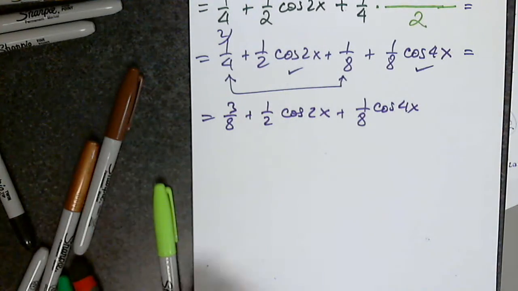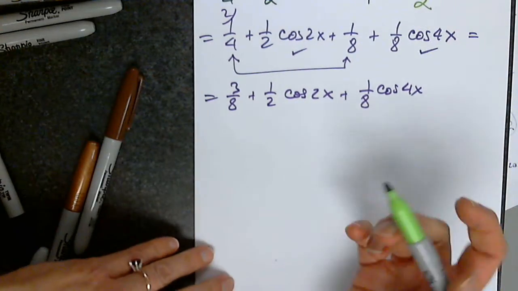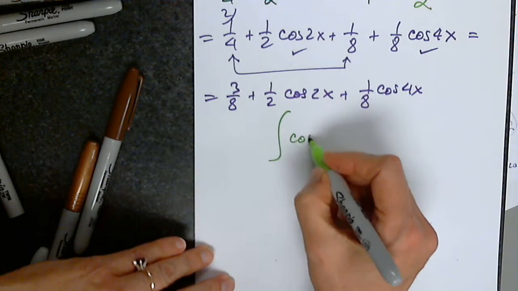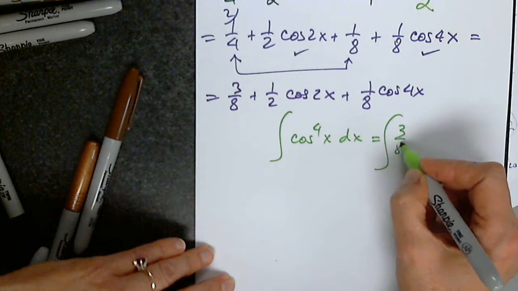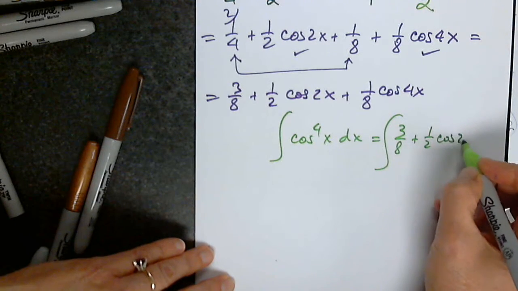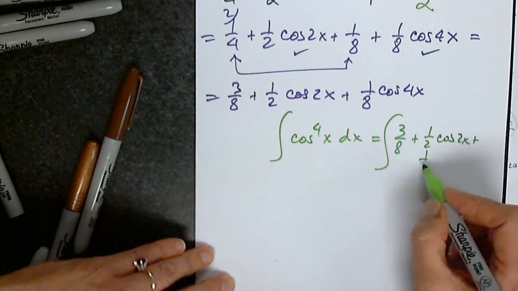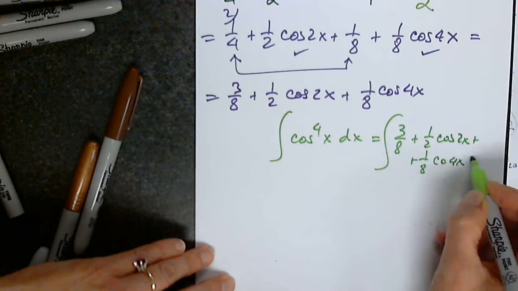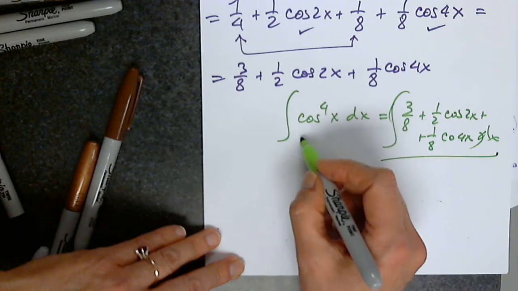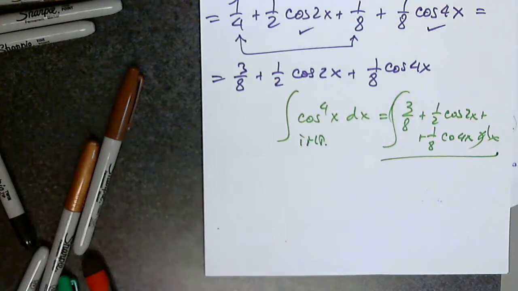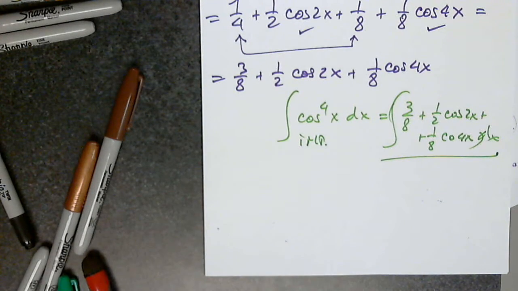So when you get to integrating in Calc 2, you don't have to write this. The integral of cosine to the 4th x dx, you will actually integrate 3 over 8 plus 1/2 cosine 2x plus 1 over 8 cosine 4x dx, which is extremely easy. That's one application of lowering powers.